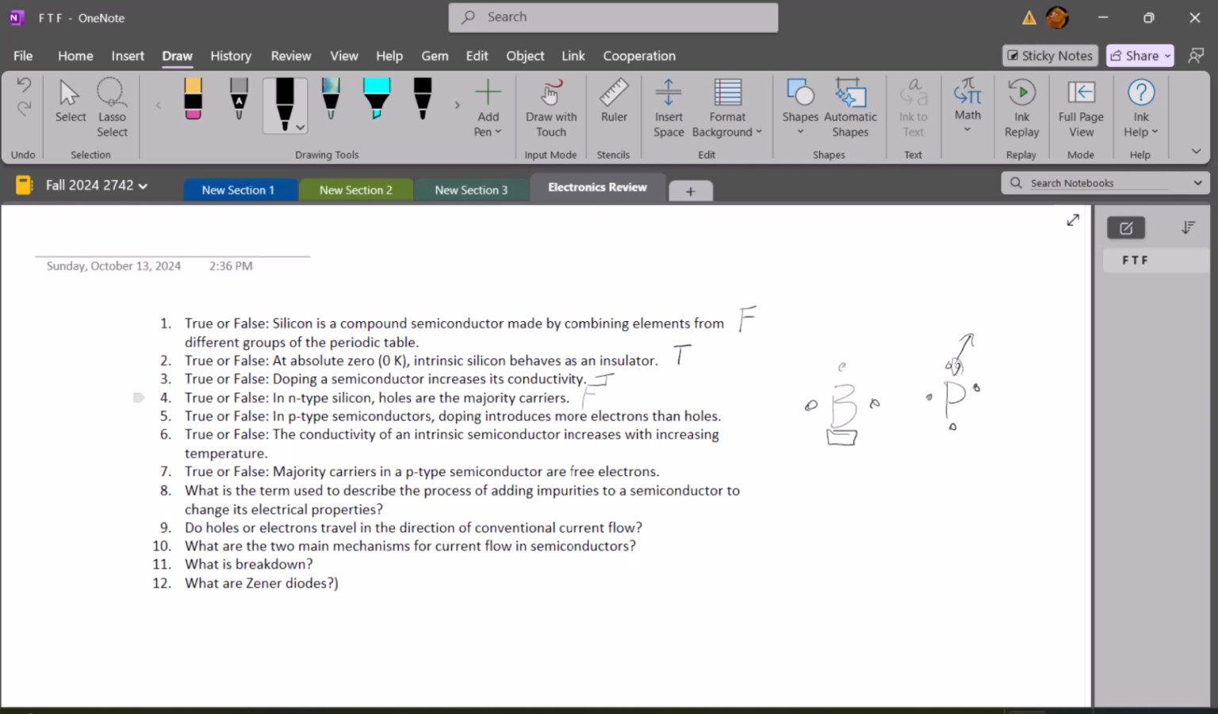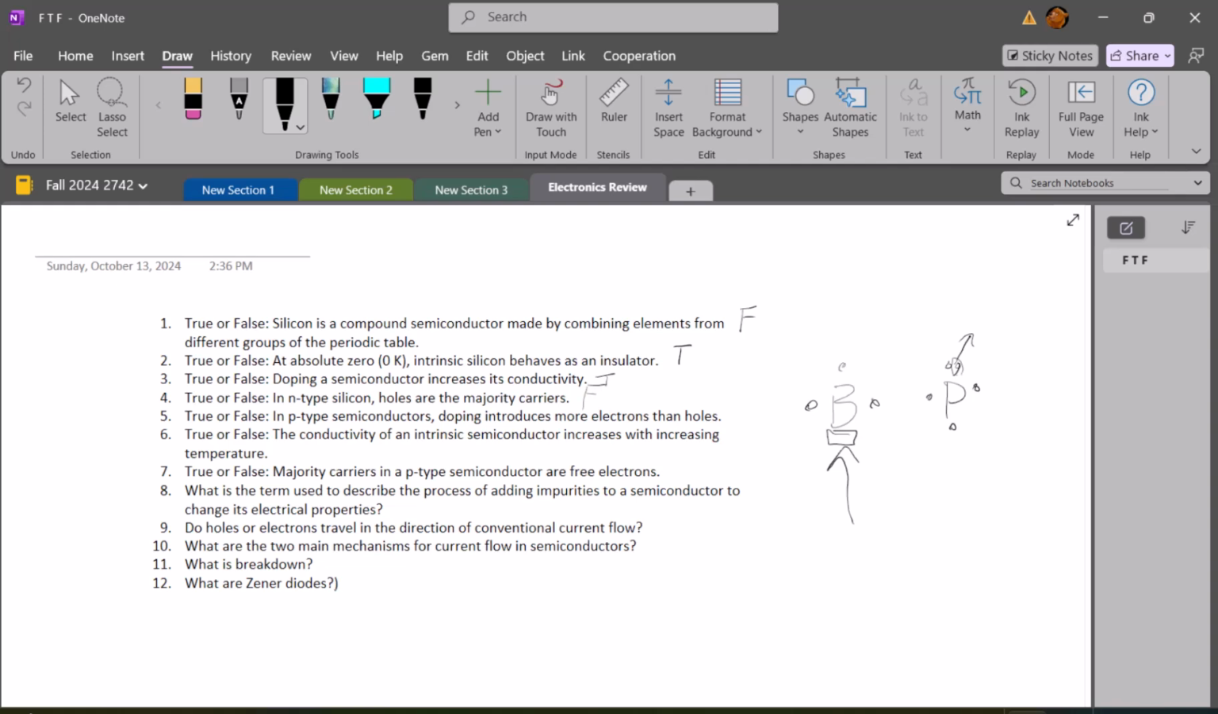Okay, number 5, true or false? In p-type semiconductors, doping introduces more electrons than holes. I guess it depends. Okay, so why would it depend? Just on what you're doping it with. Well, it's a p-type semiconductor, so that tells you what type you're going to dope it with. P-type means you're going to be doping it with something like boron.